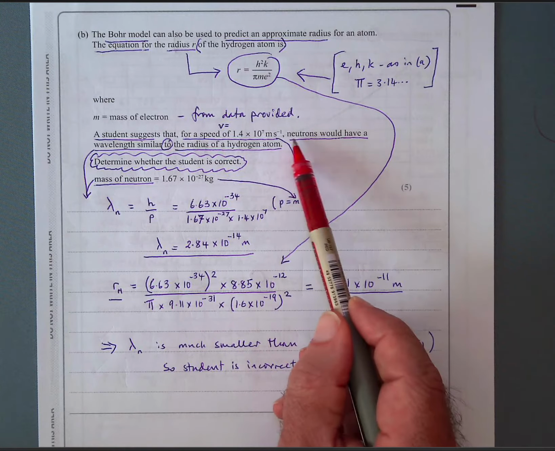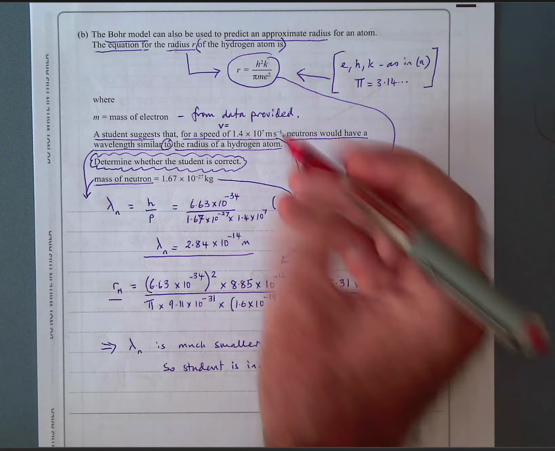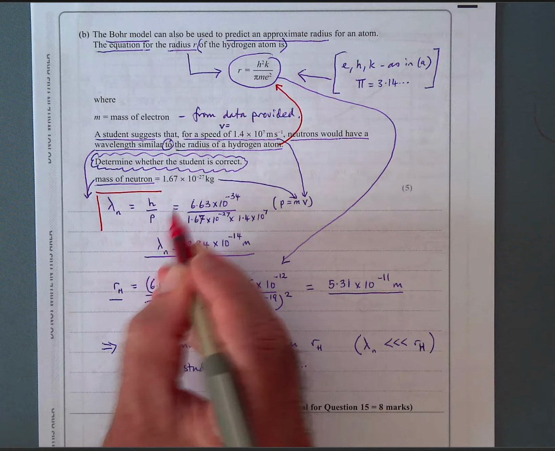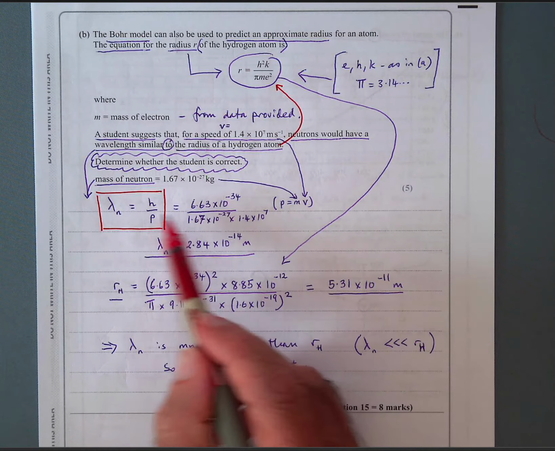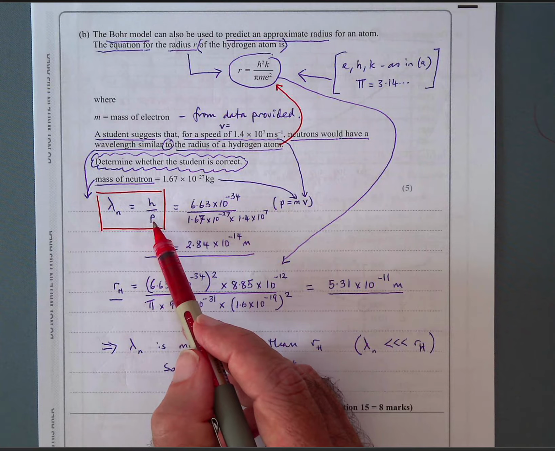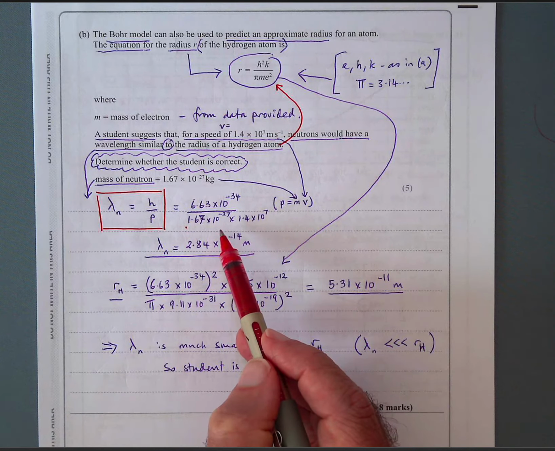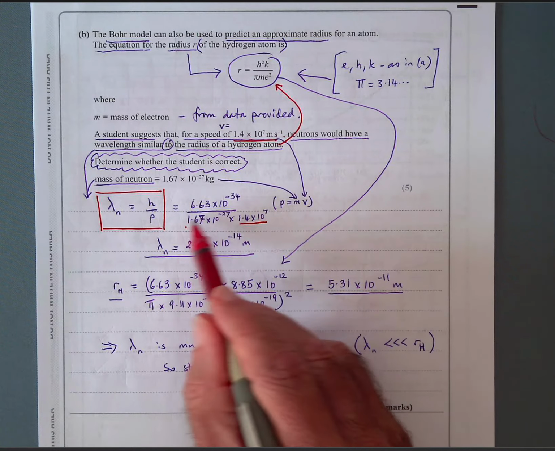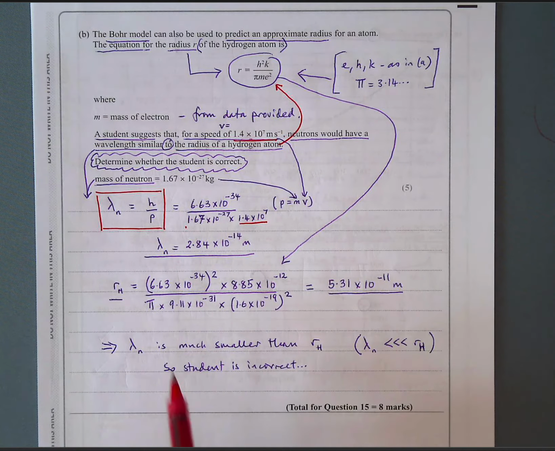So he's saying neutrons would have a wavelength similar to the value calculated for R for the hydrogen atom. So they want you to compare the R value that you get for the hydrogen atom with the wavelength you get for the neutrons. So we need to know how to do that. Well, the wavelength for a neutron, lambda, is Planck's constant divided by the momentum of the neutron. The mass of the neutron is 1.67 times 10 to the minus 27, which is given to you here. And the velocity that the student has suggested is 1.4 times 10 to the 7 meters per second. So there's the momentum and Planck's constant on top. That gives you a wavelength of approximately 2.84 times 10 to the minus 14 meters. So that's one of the values you need to calculate.